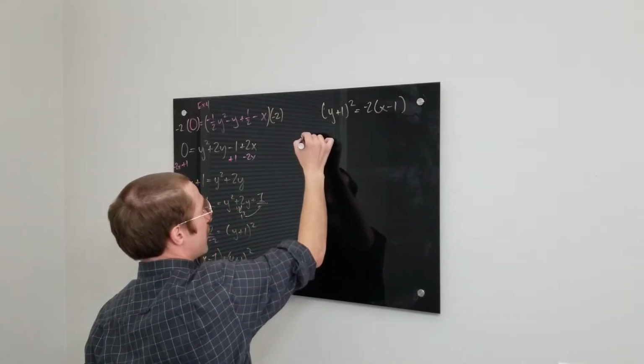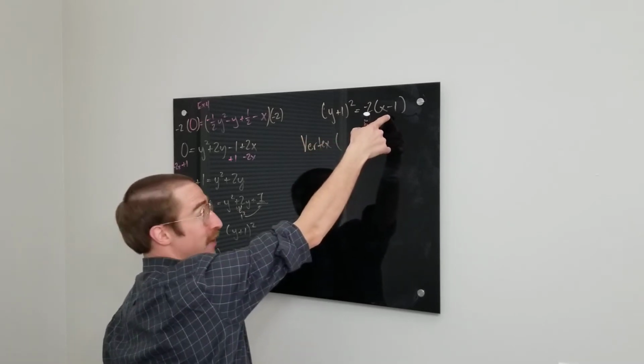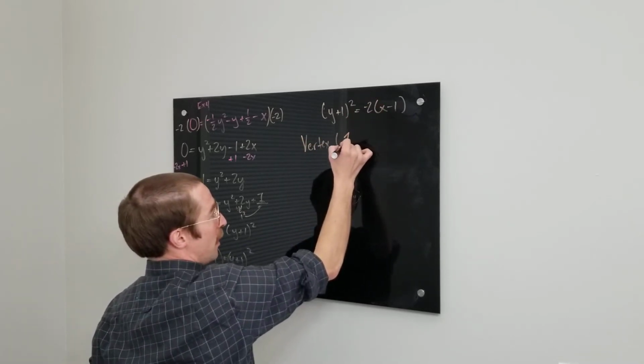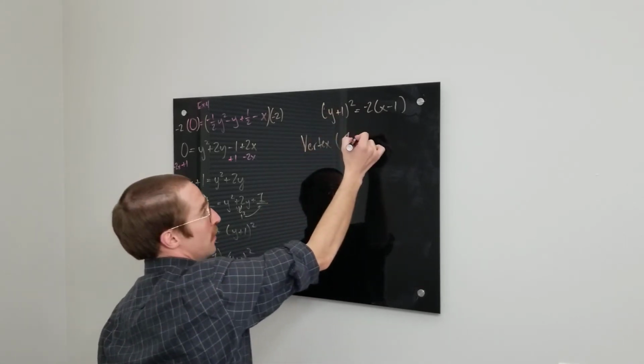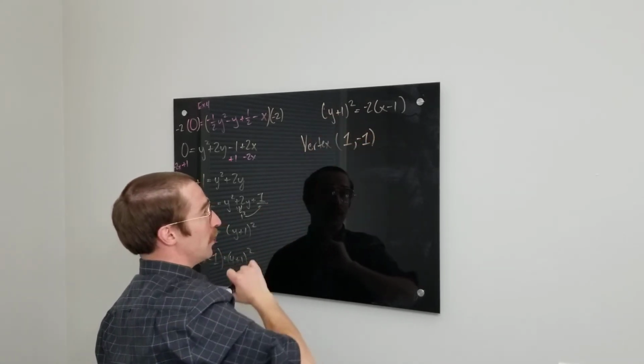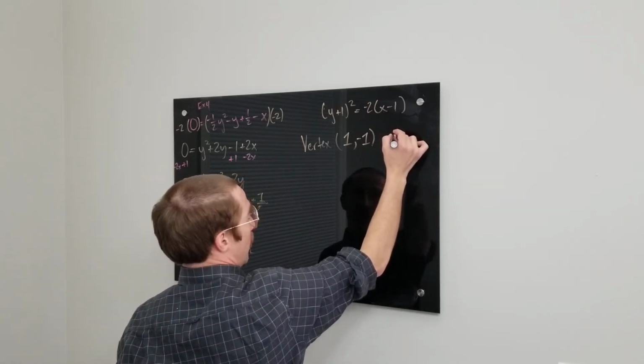The vertex, the x number is the opposite of the x. So the x number is going to be positive 1. The y number is the opposite of the y, so negative 1. 1 comma negative 1. So let's go here.